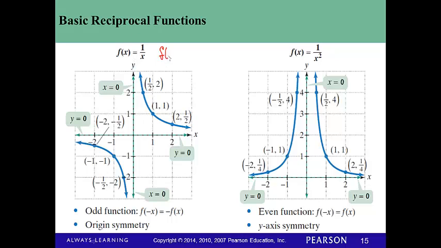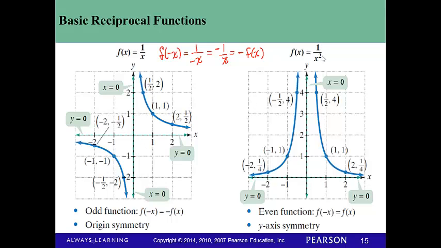So f of negative x, everywhere I see an x, I'm going to make it negative x. It's going to be 1 over negative x, which is the same as saying negative 1 over x, which is the same as saying negative f of x, as originally it was 1 over x. So it's an odd function, and it has origin symmetry. Basically, it's a mirror image. If you were to flip it across the origin, you have the same image.